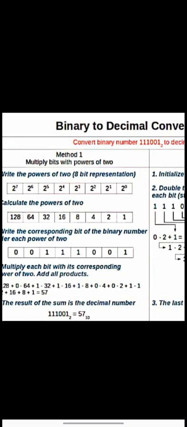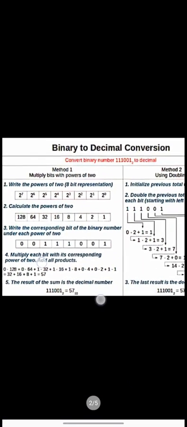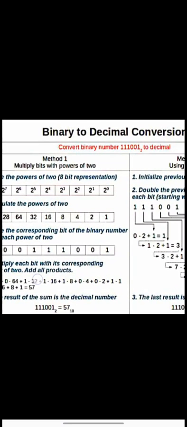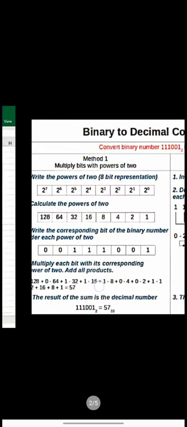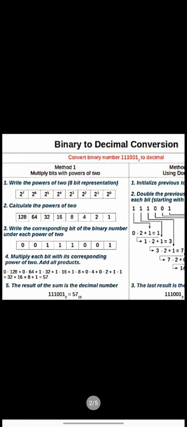So you can see 0 into 128 will give you 0, so there is no need of calculation. 0 into 64 will give you 0, but 32 into 1 will give you 32, 16 into 1 will give you 16, 8 into 1 will give you 8, 0 into 4 is again 0, 0 into 2 is again 0, 1 into 1 is 1. Now over here you can see the number written as 32 plus 16 plus 8 plus 1.